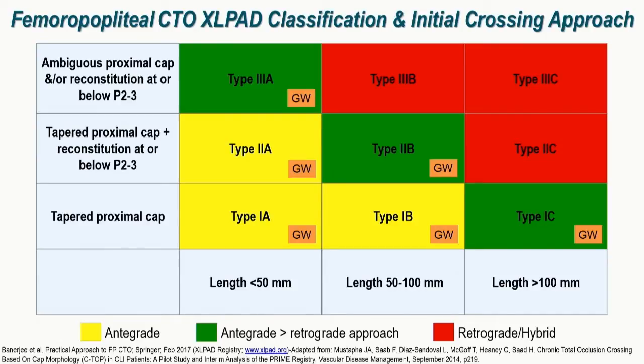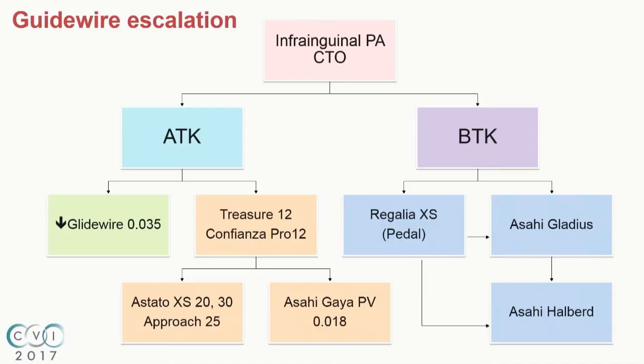If you can see, most of these lesions, at least in the registry, are attempted and initially crossed and treated with a Wire-Catheter approach, and it is lesion types 3B, 3C, and 2C, with a longer and more ambiguous cap, that go to a retrograde approach, combined with use of crossing devices which are previously attempted before a retrograde approach or a hybrid approach is adopted.